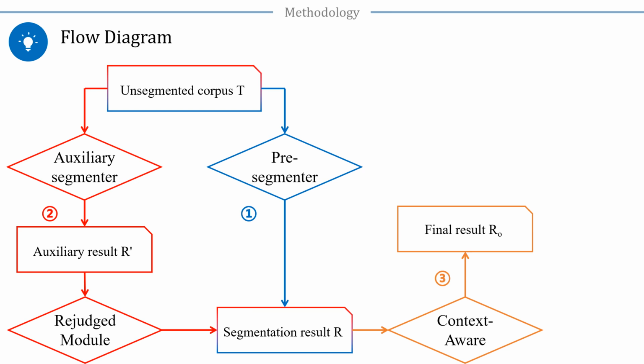The sequence labeling task is to find the maximum probability path. A new path is reconstructed through this step.